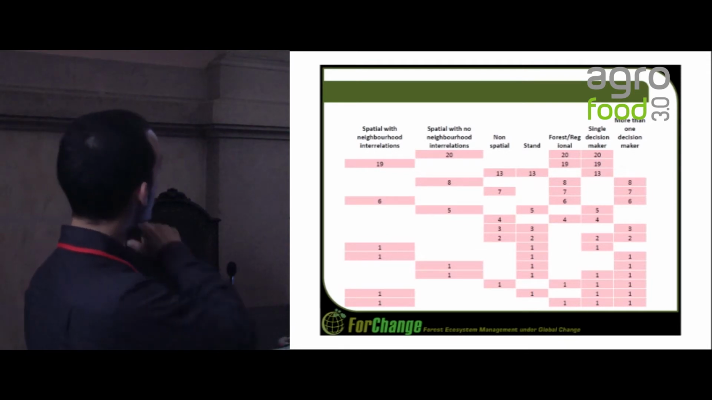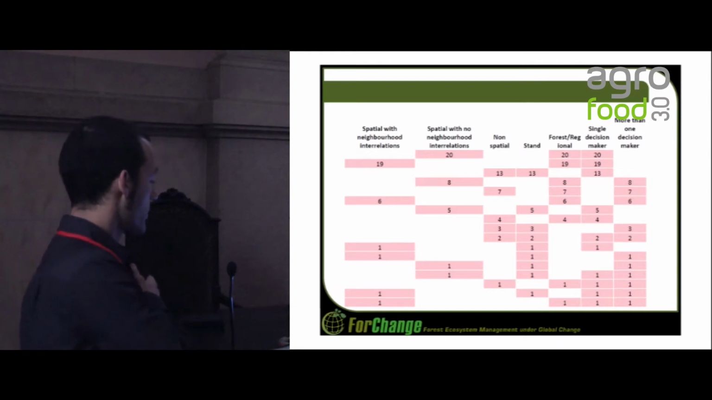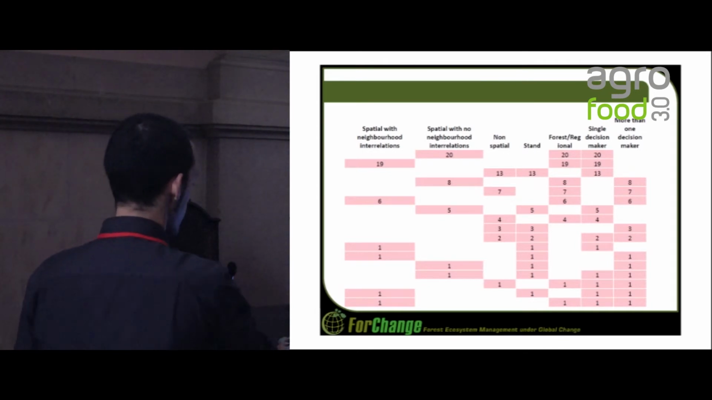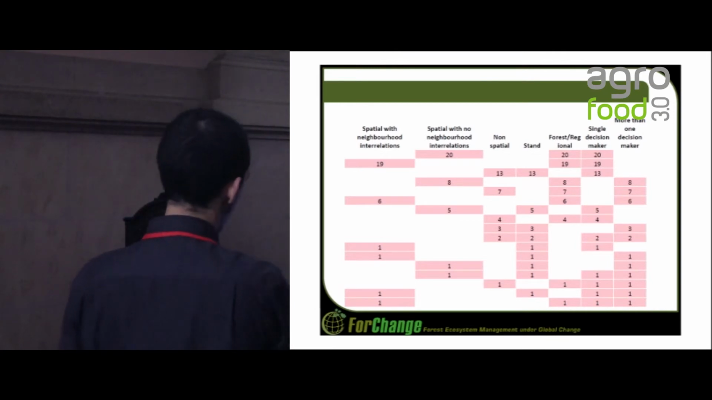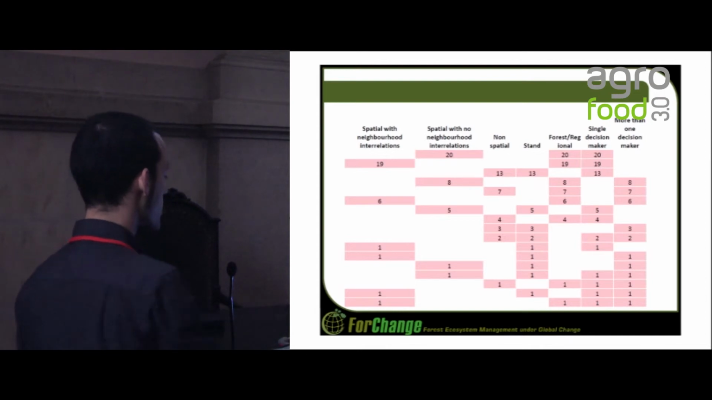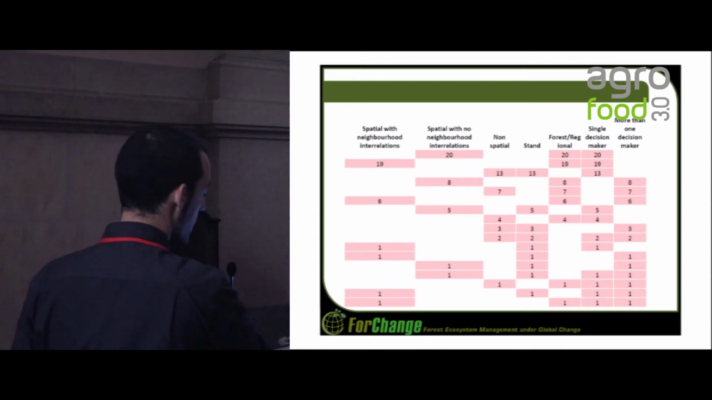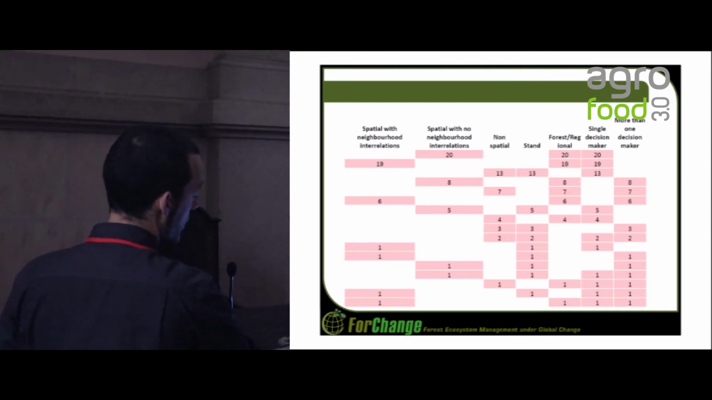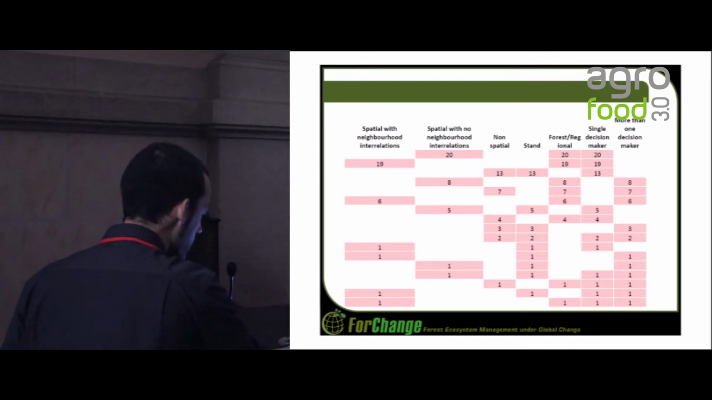As I said, a problem type is a combination of all these dimensions. These numbers mean that 20 articles were addressing a spatial problem with no neighborhood interrelations at forest level and with a single decision maker. The second, here, 19 articles were dealing with spatial with neighborhood interrelations, forest level, and single decision maker. And here at the end of the table, only one article was dealing with a spatial neighborhood problem at forest level, with one decision maker, and more. Okay.